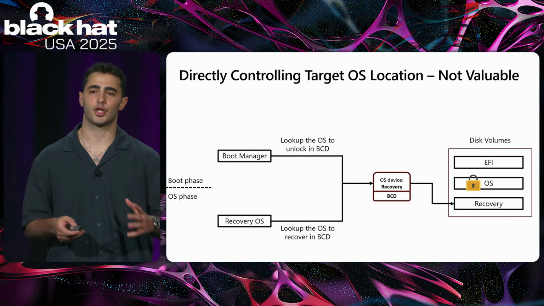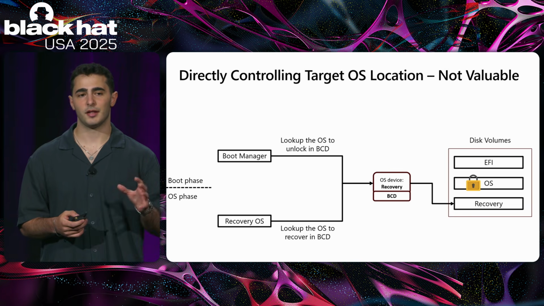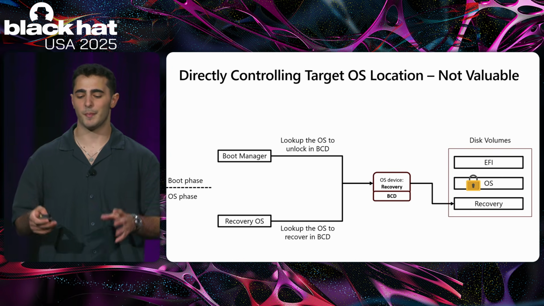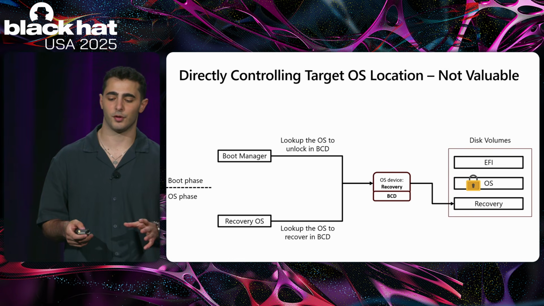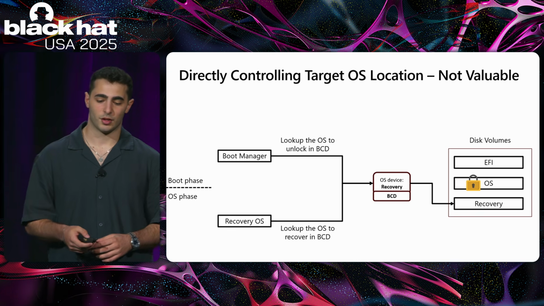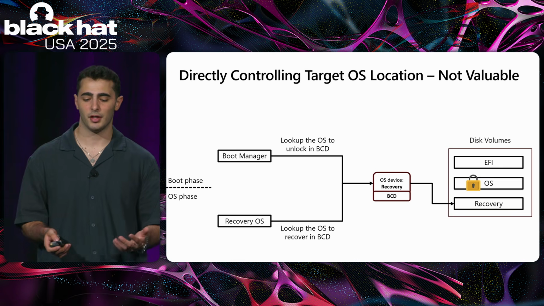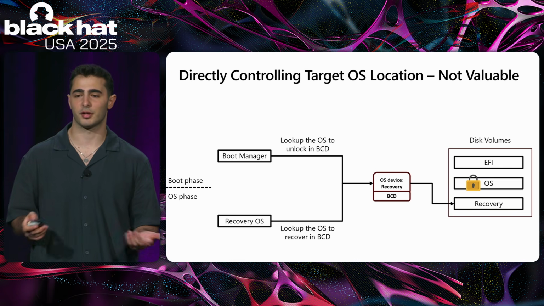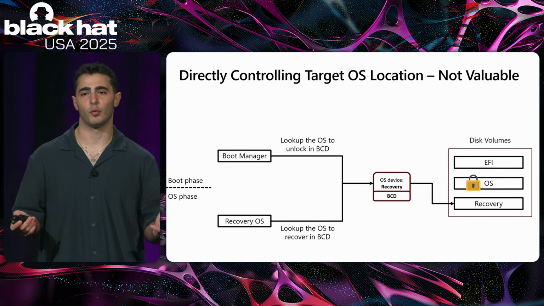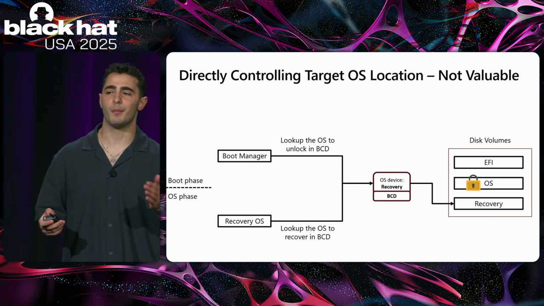Any change to the shared store affects both the boot and OS phases. In this specific scenario, modifying the target OS location to point to the recovery volume prevents the boot manager from auto-unlocking the BitLocker encrypted OS volume that contains the secrets. And these are the secrets that we want to extract. So this breaks the trust assumption, but even with full code execution within WinRE, BitLocker secrets remain inaccessible and locked. That's why it's not valuable. So our primitive must not interfere with the boot procedure and not interfere with the auto-unlock functionality. So we must go deeper.